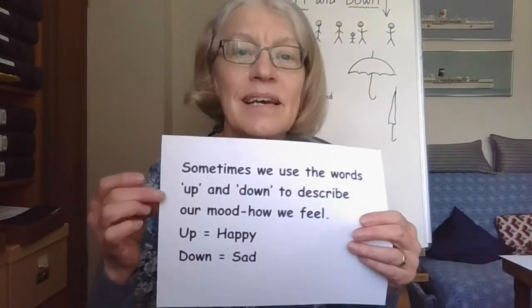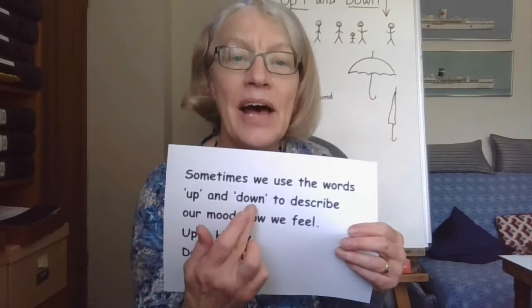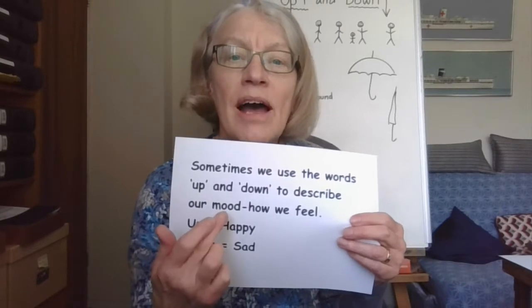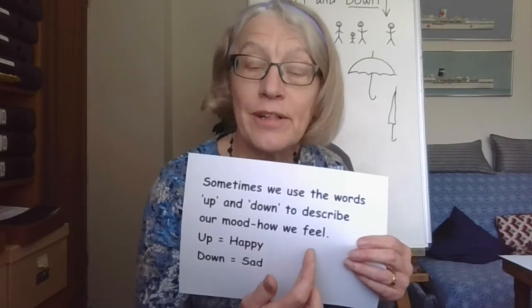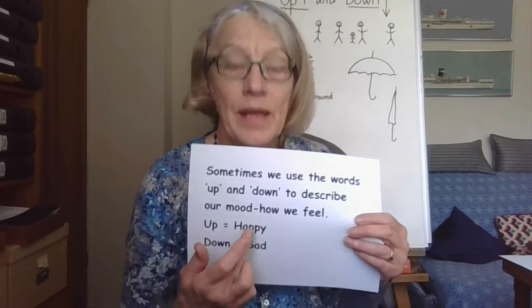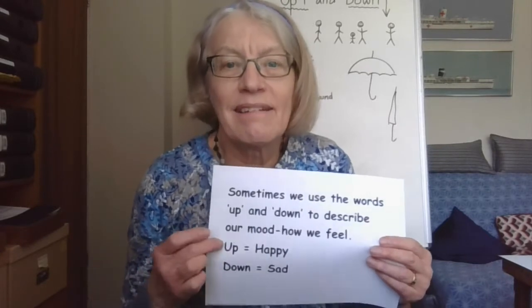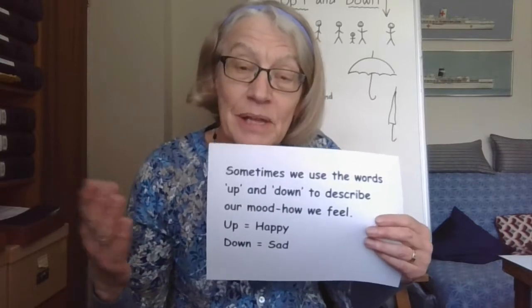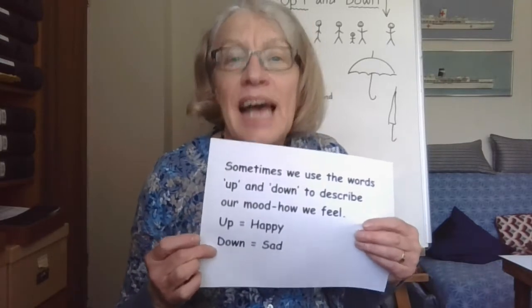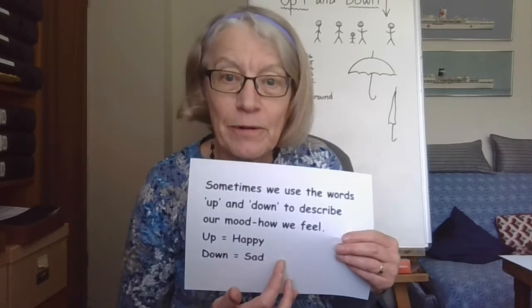Sometimes we use the words up and down to describe our mood. In other words, how we feel. So if I'm feeling happy, we can say, oh, I'm feeling up today. Up means happy, feeling good. But if you're feeling down, it means you're sad and miserable.